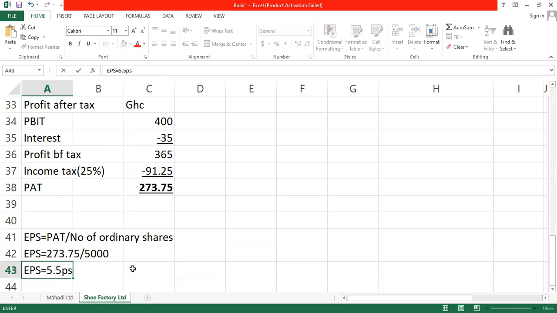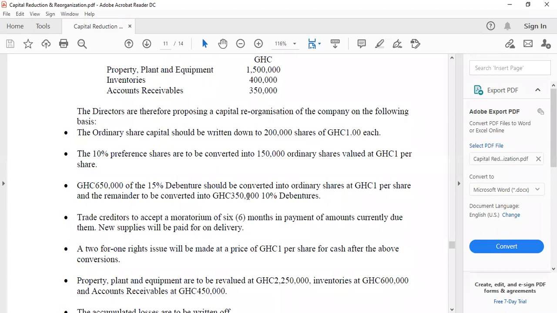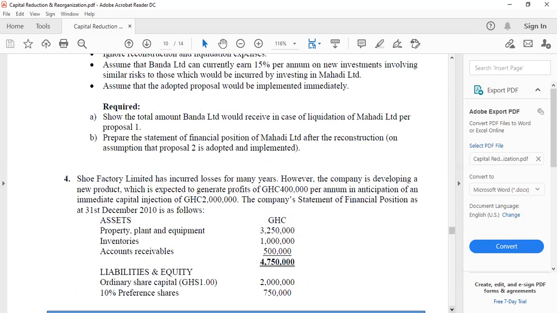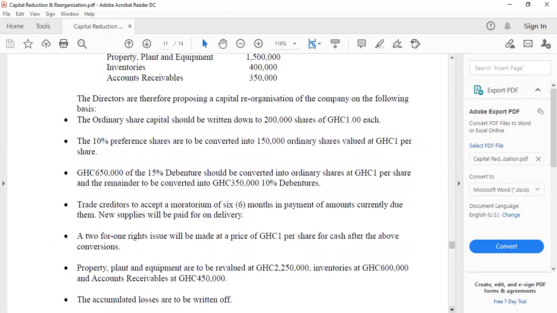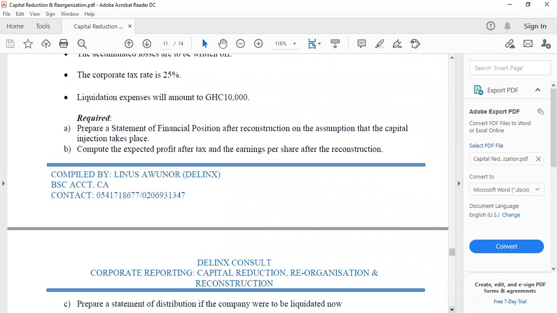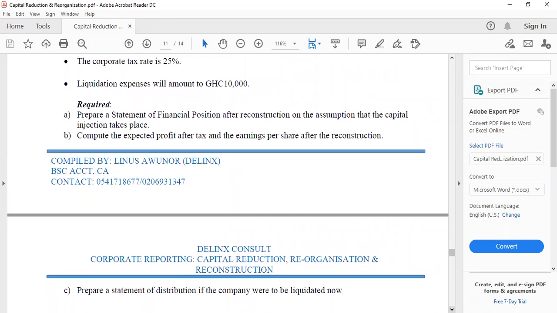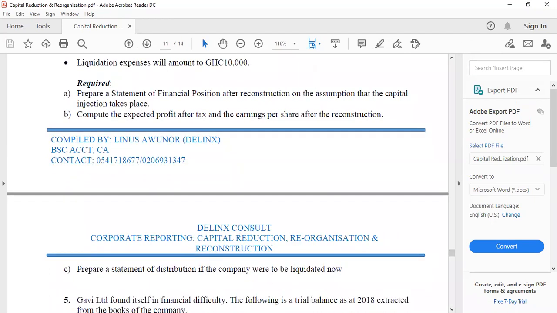So you know that earnings per share is calculated as earnings attributable to the ordinary shares divided by the weighted average number of ordinary shares. But in this case, the question given to us, we cannot determine when these shares were issued. So we just take all the ordinary shares and make it the number of ordinary shares. That is it. So the next question is, compute the expected profit and earnings per share after the reconstruction. We are okay with that. Are we okay with the B part?